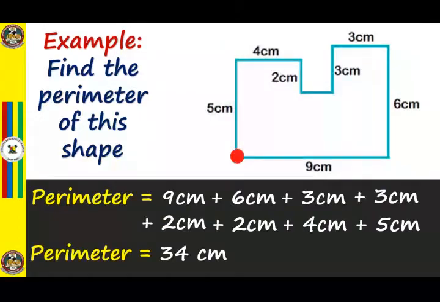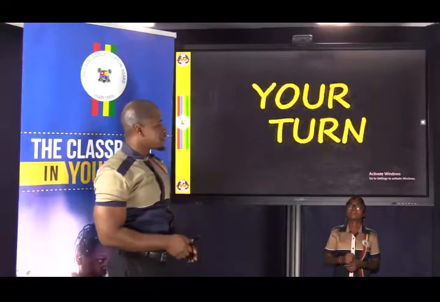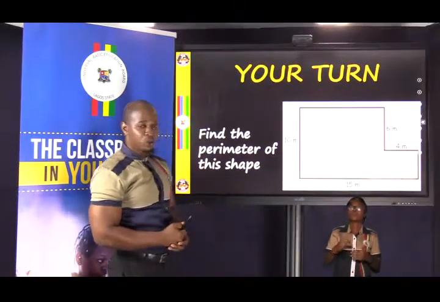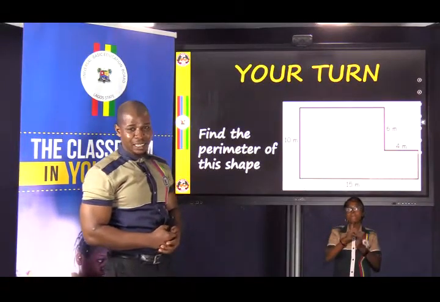You have to find the perimeter of this shape, my friend. It's a simple one. You have 1 minute 30 seconds. Begin.